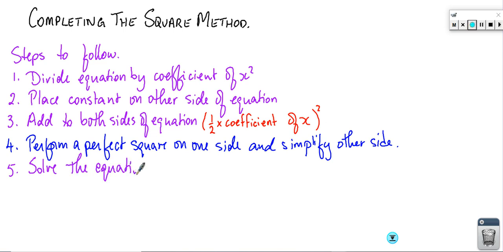So these are the 5 steps which we need to follow so that we are able to solve by completing the square. So let's now try to remember them, and we're going to work out various examples. Let me remind you again, we have to divide the equation by the coefficient of x squared, by the number in front of x squared. Then we take the constant, the one which doesn't include x, and take it to the other side of the equation. Then we add to both sides of the equation, this in red here, half the coefficient of x, squared. Then we have to perform a perfect square on one side and simplify the other side, finally solve the equation. So let's see a couple of examples.